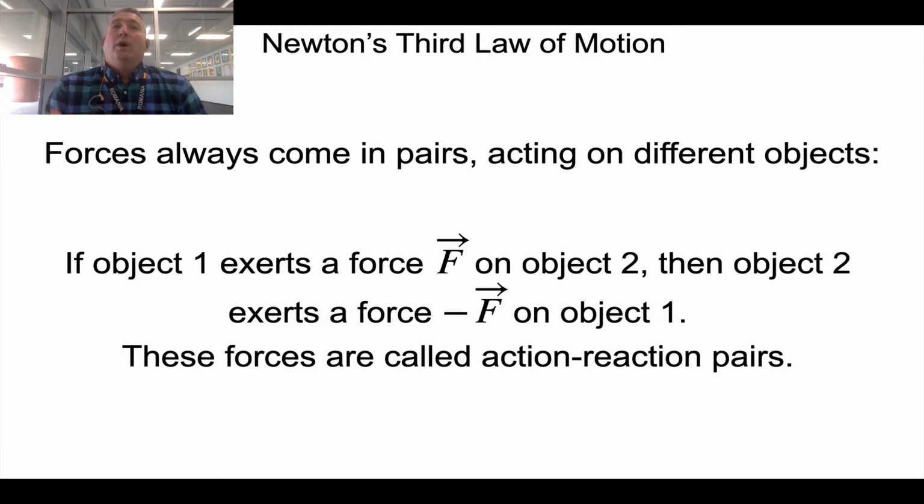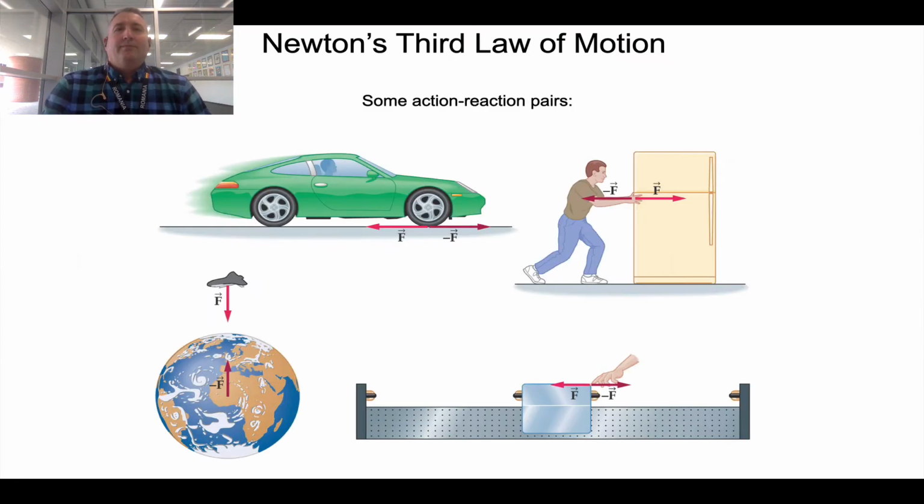Now, what we're talking about with motion is only the forces acting on an object. So a free body diagram only looks at the forces that are acting on that body, not what that body is doing in return. So that's why Newton's third law sometimes confuses people when they're looking at Newton's second law. All right. So here's some action-reaction pairs.